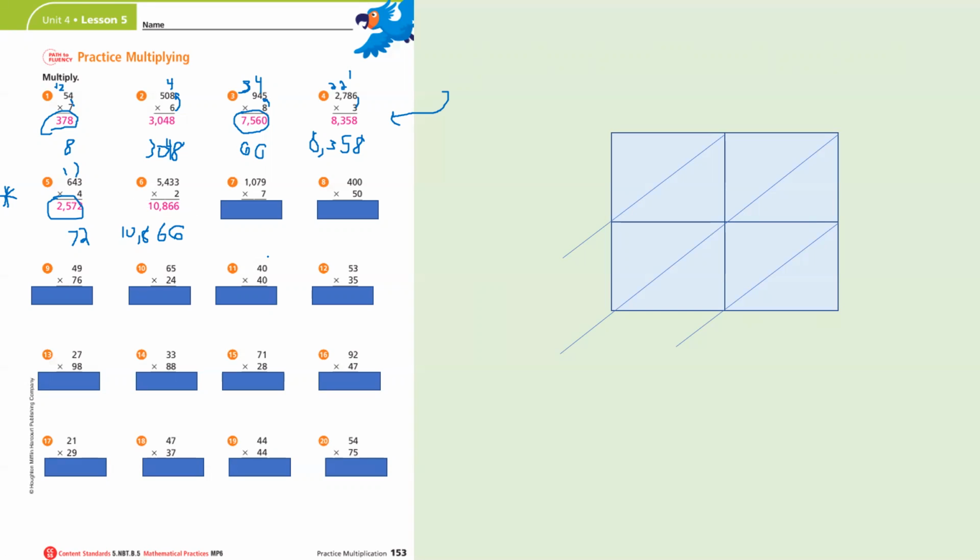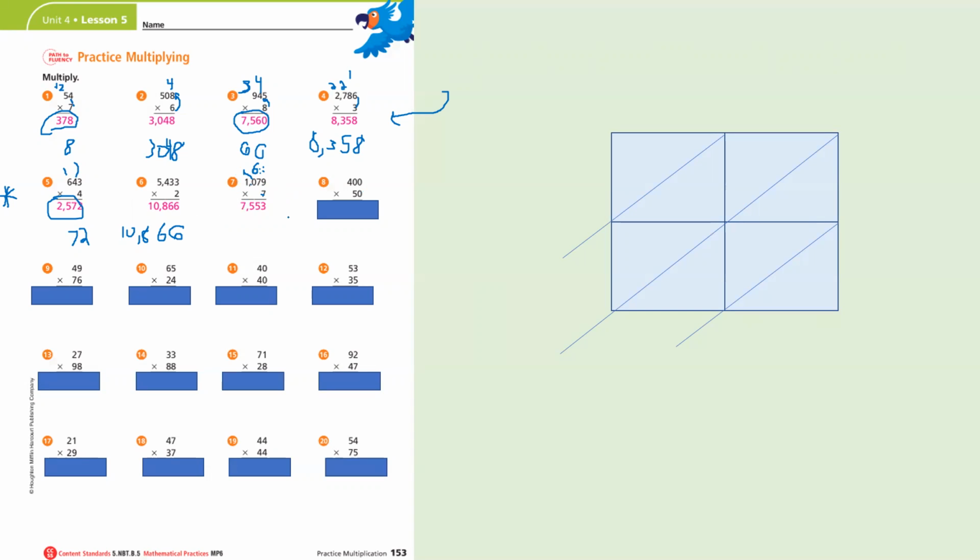And then 1,079 times 7. The way we get this answer is 7 times 9 is 63. 7 times 7 is 49. 50, 51, 52, 53, 54, 55. So you have a 1 and then a 5. Sorry, the 1 should be here with the 0. 7 times 0 is 0 plus 1 is 1. And then 7 times 1 is 7.